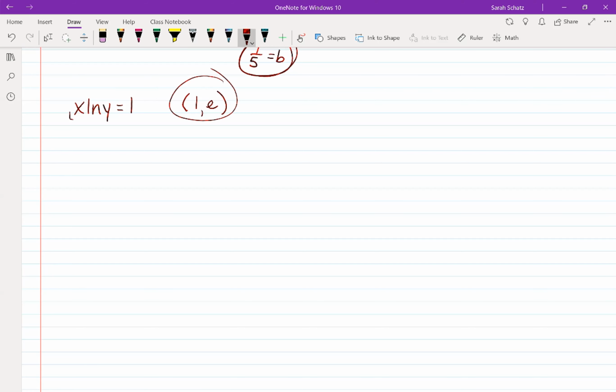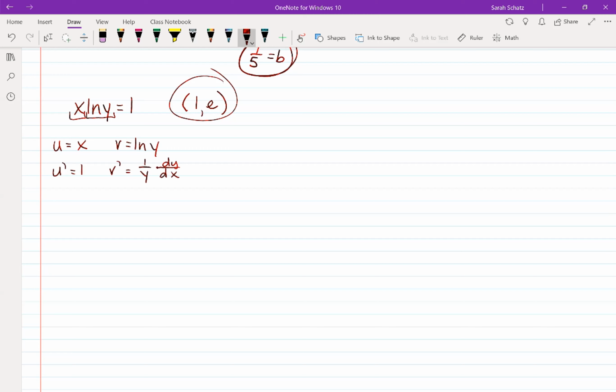This is product rule. This is x times the natural log of y. So when I take the derivative of everything, u is going to be x, which means du is just 1. v is the natural log of y, which means when I take the derivative of v, I'm going to get 1 over y, but because there's a y in there, I get my dy/dx.